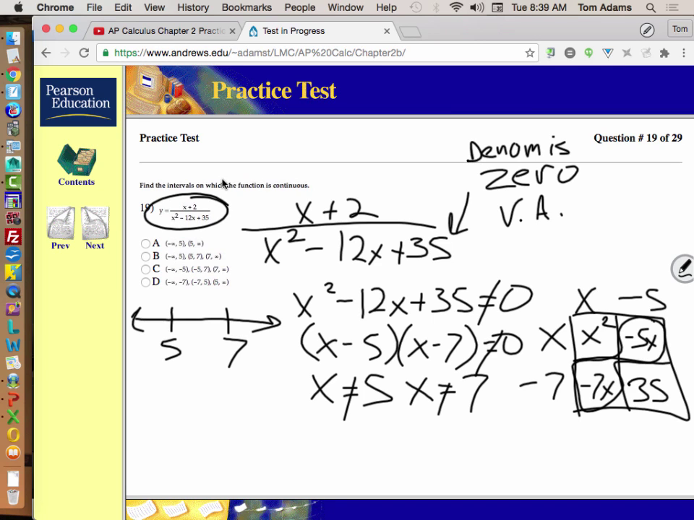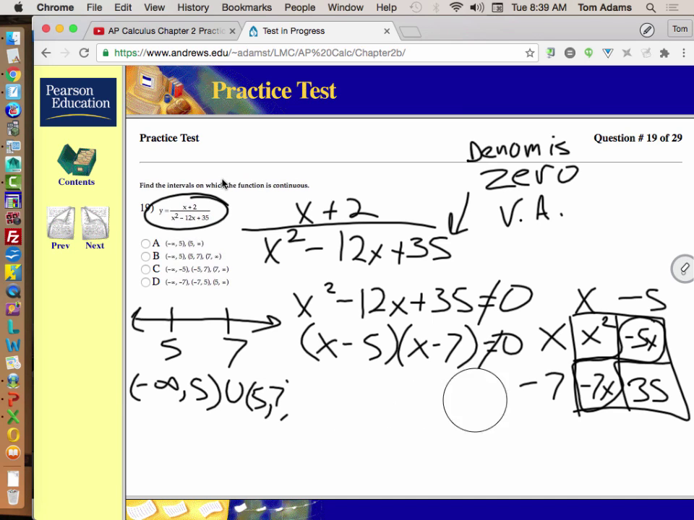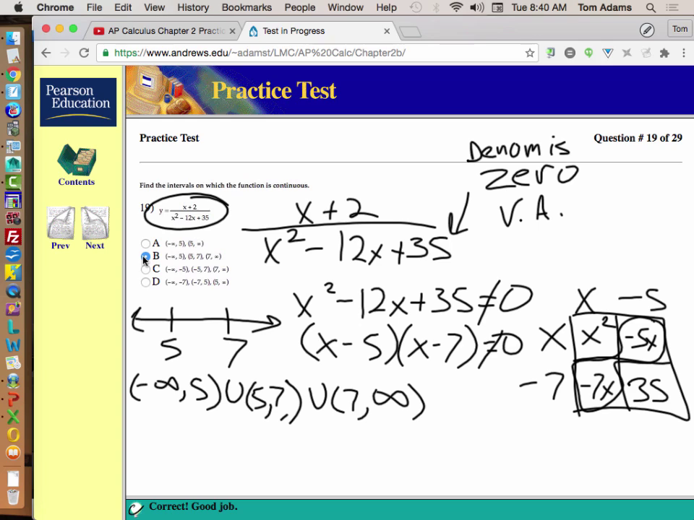So the way that I can write this is from negative infinity to 5, union 5 to 7, union, oops, make a little room there, union 7 to positive infinity, which is B. Yep, that's it.